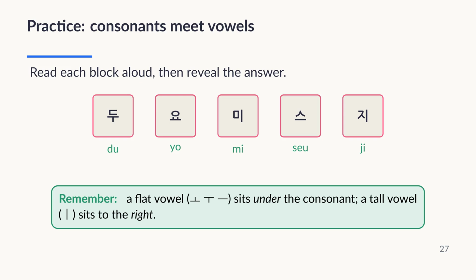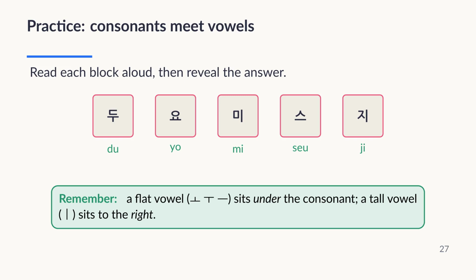Let us practice combining what we know, mixing consonants with our new vowels. 5 blocks are on the screen. Sound out each before the answer appears. The first is D with the flat vowel U underneath, so it reads do. The second is the YO vowel under a consonant giving yo. The third is M with the tall vowel I on the right, giving me. The fourth is S with the flat EU vowel underneath. Remember to spread your lips flat, so it reads su. The fifth is J with the tall I on the right, giving jai. Now the green answers appear. Do, yo, mi, su, jai.